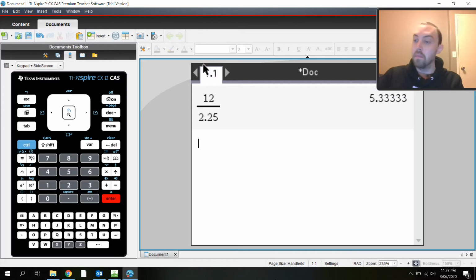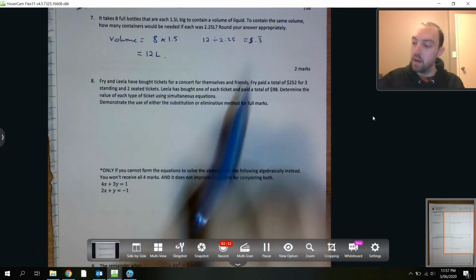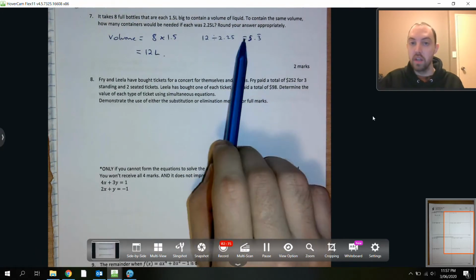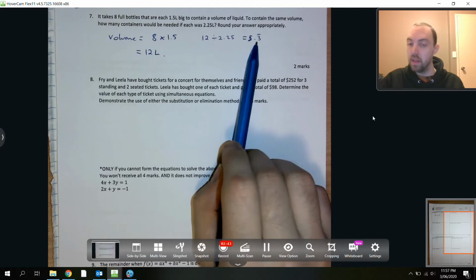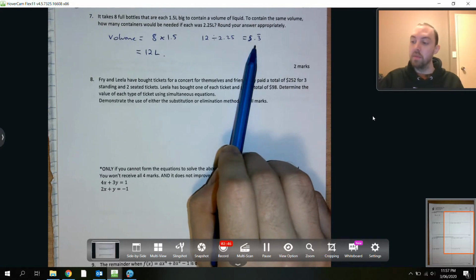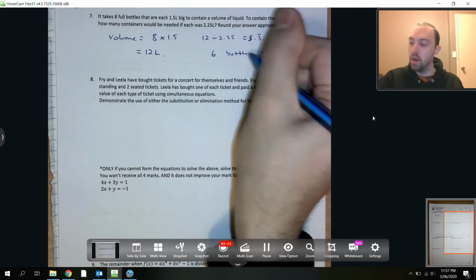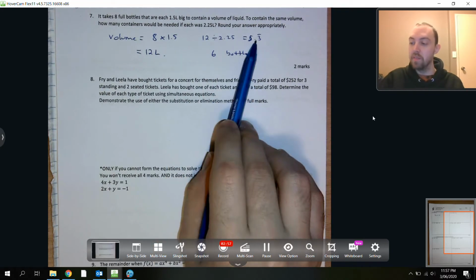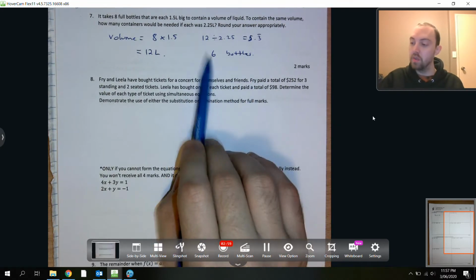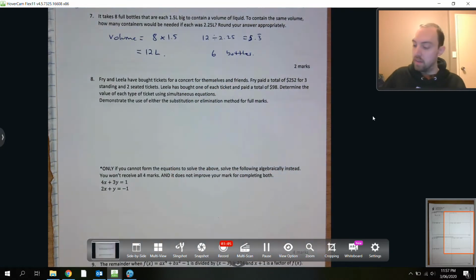Okay, but in the question itself, it suggests that we round your answer appropriately. Now for something like this, we can't have 5 1/3 bottles, and if we have 5 bottles, as in we round down, then we don't have enough containers, so we really need to round up. We're going to fill up 5 and then a little bit of the 6th one in order to contain that 12 liters of volume or capacity.